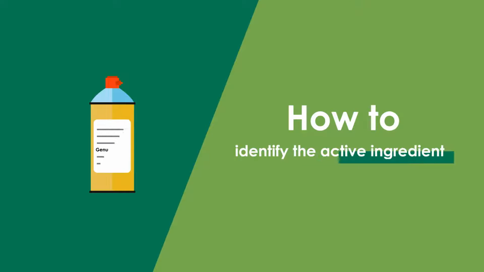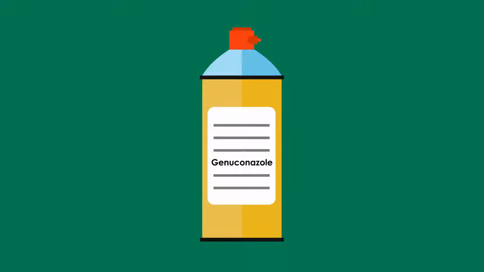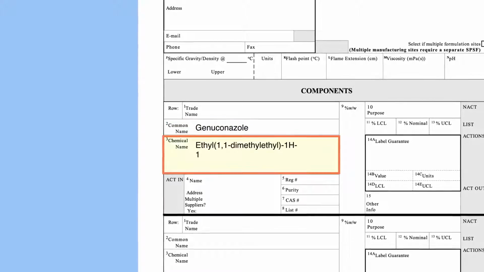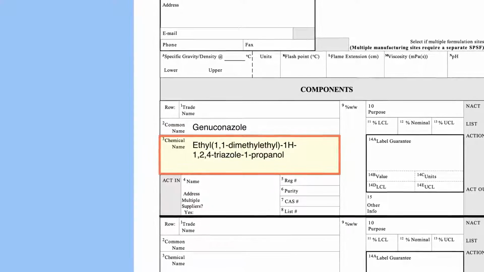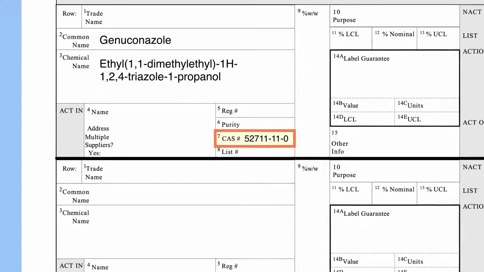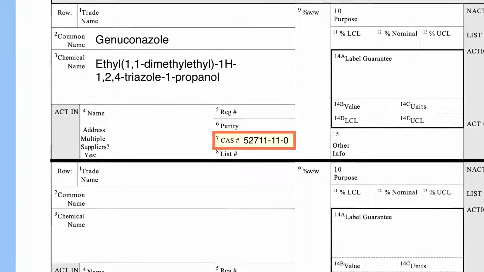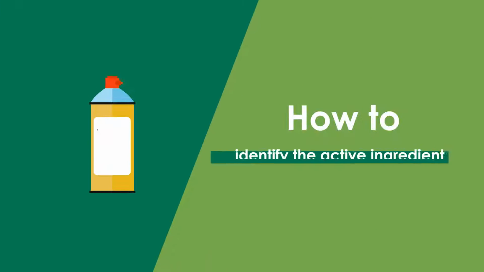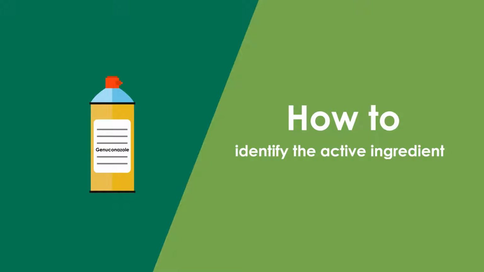Now, let's take a look at how to identify the active ingredient. Its common name usually appears on the product label. Enter the common name of the active. Enter the CAS or IUPAC systematic chemical name. Then enter the CAS number associated with the active. Add active ingredient as the purpose. Text appears that says, "How to identify the active ingredient."